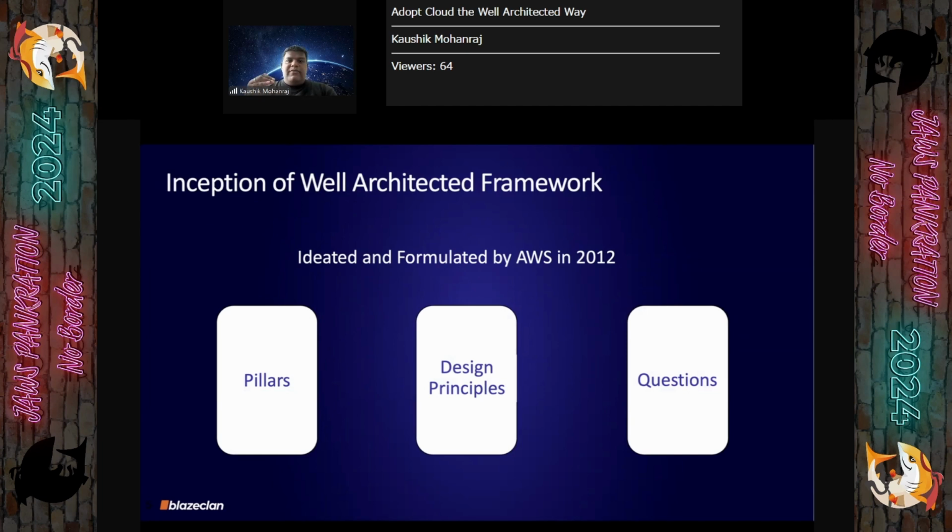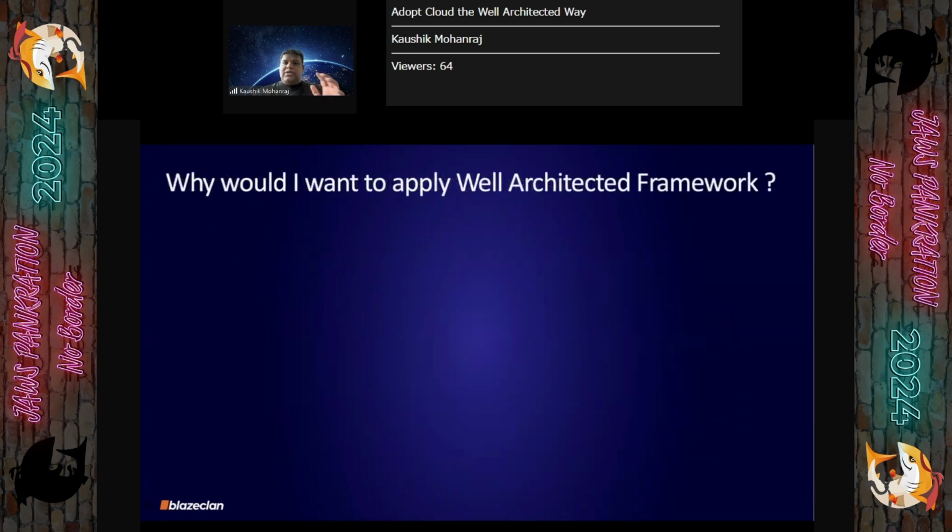So if you have an SAP workload, they have an SAP lens. If you have serverless, they have a serverless lens, and so on and so forth, very specific to the niche of what you would adopt on AWS. So this is one thing.